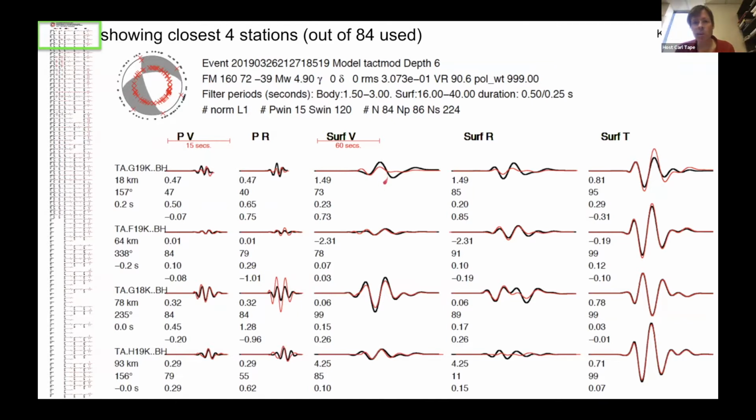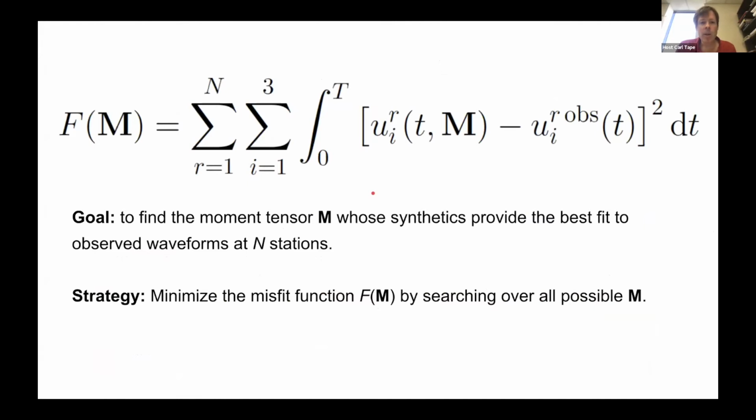In this case, it's a double couple. So, seismic waveforms linked here. Here's the big picture goal: we're trying to find a moment tensor M whose synthetics provide the best fit to observed waveforms. So a search strategy would be to minimize this function by searching over all possible moment tensors. This would be our synthetic seismogram for the ith component of the Rth station.